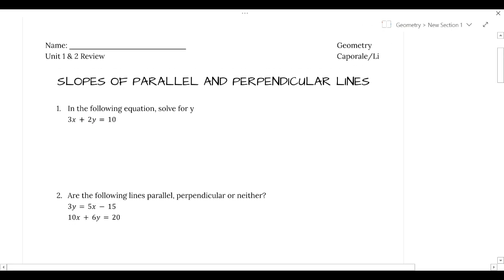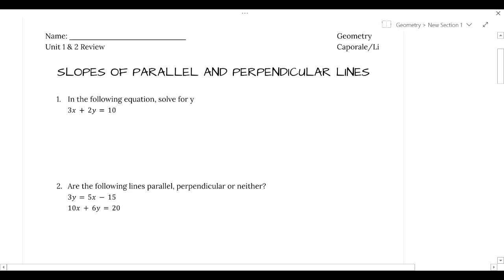Okay, we are going to review slopes of parallel and perpendicular lines. For question number 1, we want to solve for y. In order to do that, we need to subtract 3x on both sides. So I'm going to go ahead and write that. We are subtracting 3x on both sides.